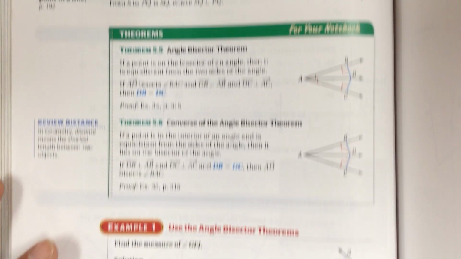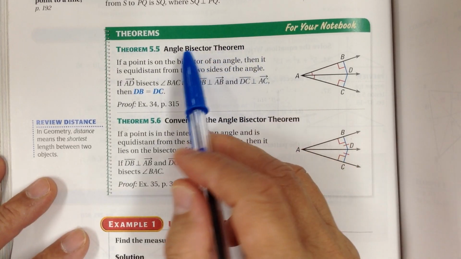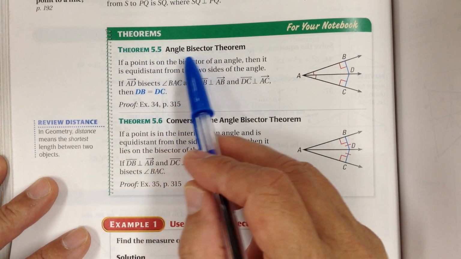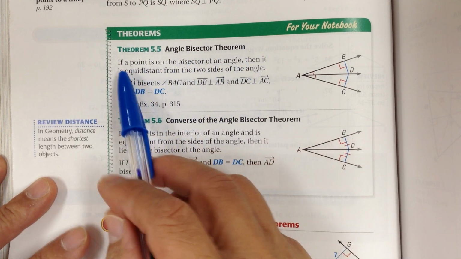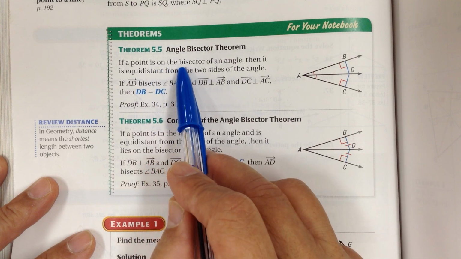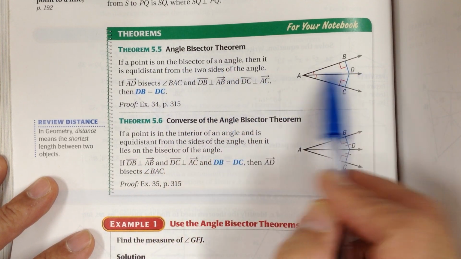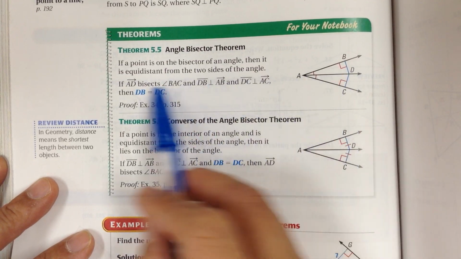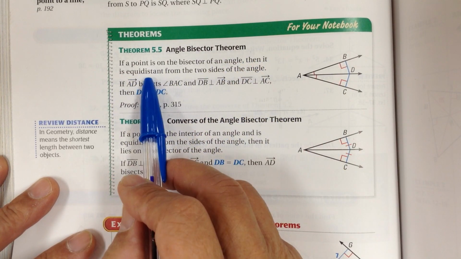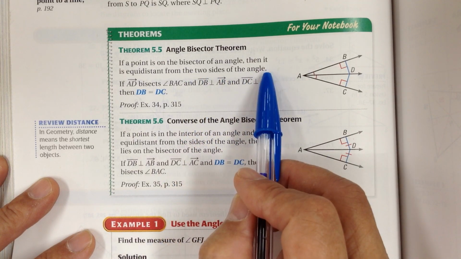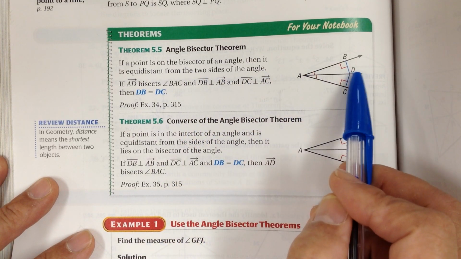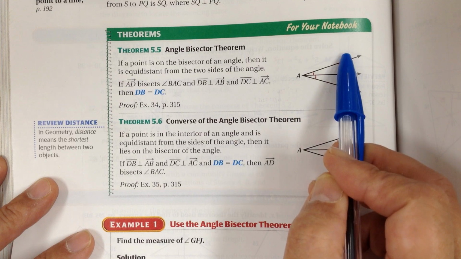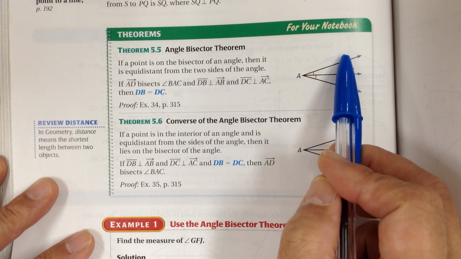Okay, so let's go to the theorem. Theorem 5.5, angle bisector theorem. It says if a point is on the bisector of an angle, so any point on here, just choose a random point like point D, then it is equidistant from the two sides of the angle. So again, any point on the angle bisector is equidistant to the sides.